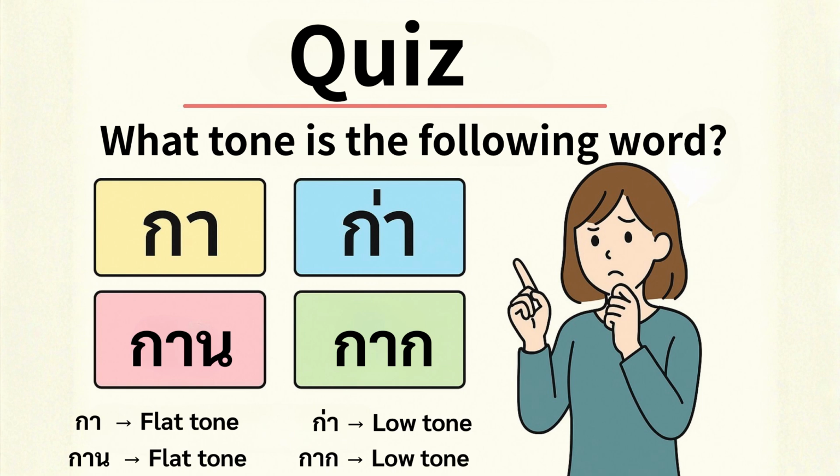Now the bottom left word, gan. It ends with n, which is a sonorant final, so the tone follows the open syllable rule, mid. Finally, the bottom right word, gak. It ends with k, which is a stop final, so the tone becomes low.